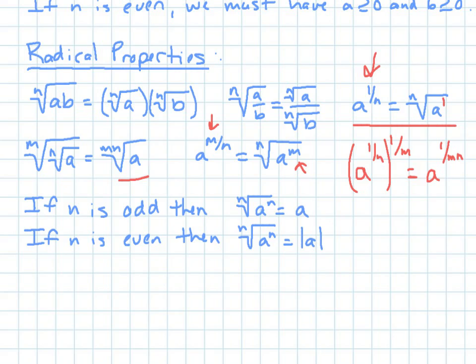If n is even, then the nth root of a to the n is going to be the absolute value of a, because a is a variable, so we don't know what the value of it is. But if it's negative underneath an even power, that's where we get our imaginary values that we don't want or can't have in the real number world. So we need the absolute value there to negate that.